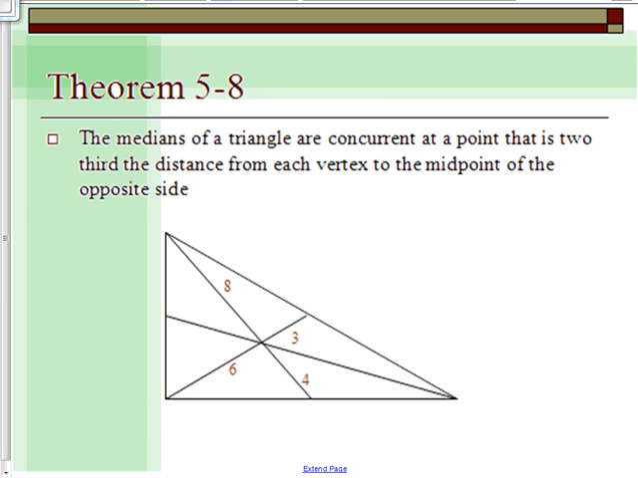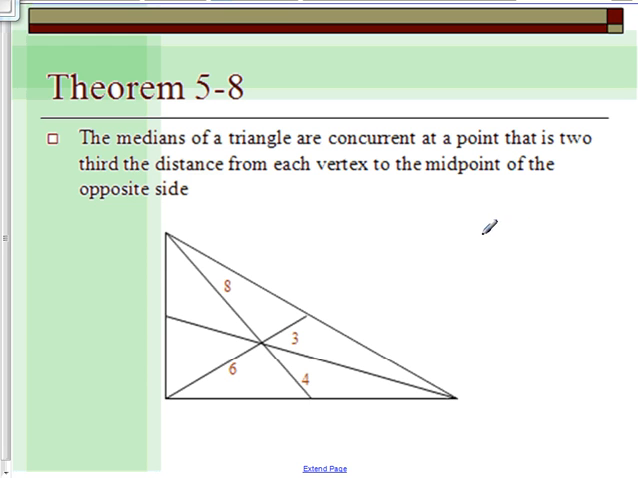Okay? All right, so we have a theorem that goes along with this vocabulary word. It states the medians of a triangle are concurrent at a point that is 2/3 the distance from each vertex to the midpoint of the opposite side. Okay?